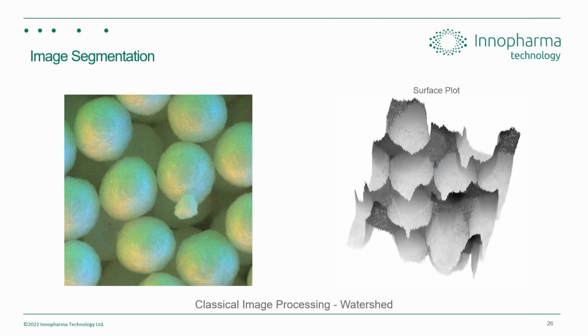Another well-known technique is called the watershed algorithm. It takes the analogy of looking at the image as a topographic map. In other words, it looks at the intensity values, and in this example, the brighter pixels from the particles are looked at as valleys, and the darker regions from the background are looked at as peaks.